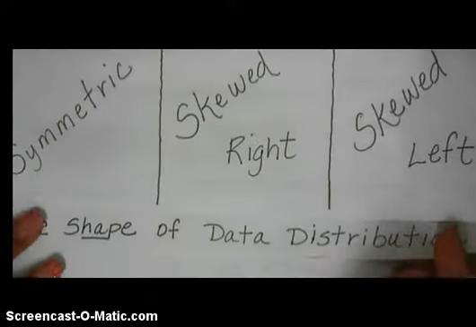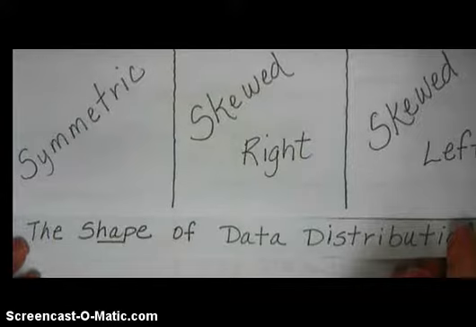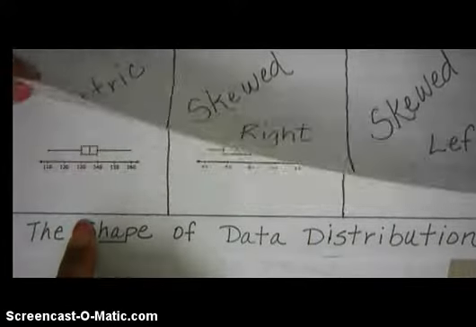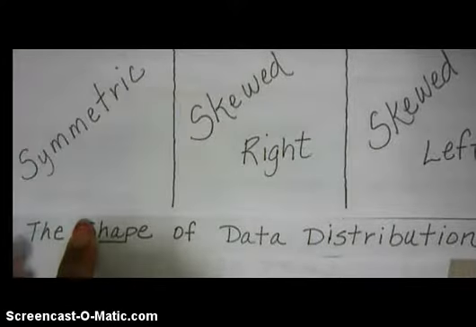Okay, this is the foldable you should have in front of you. It should be folded to where you have the title here, The Shape of Data Distribution. You can see that I put a line there so you knew how to fold it.